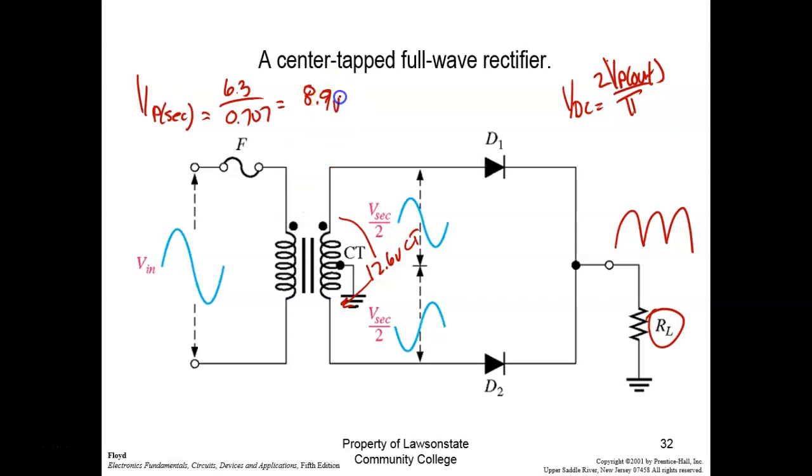Now this is voltage peak. Then I'm going to calculate V peak out. This is going to be equal to 8.9 minus 0.7, which is 8.2. Then I'm going to calculate my DC: my volts DC would be equal to 2 times 8.2 divided by 3.14.